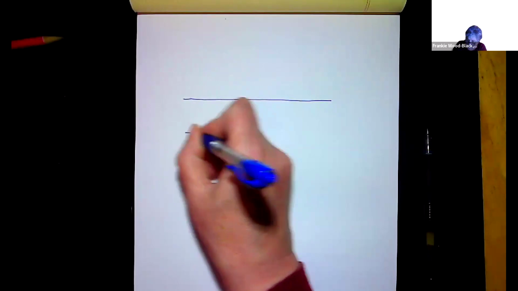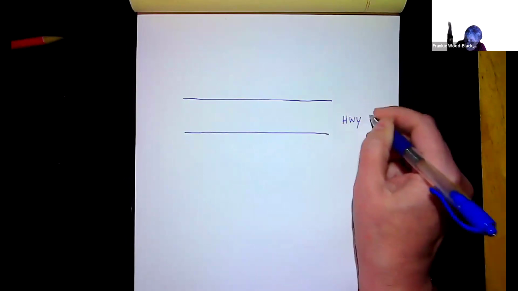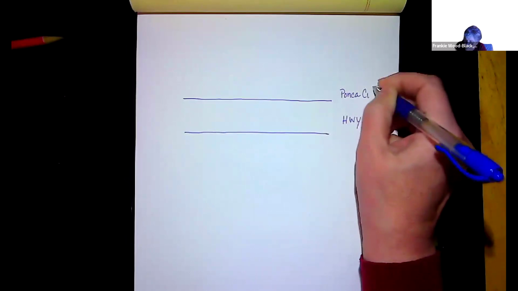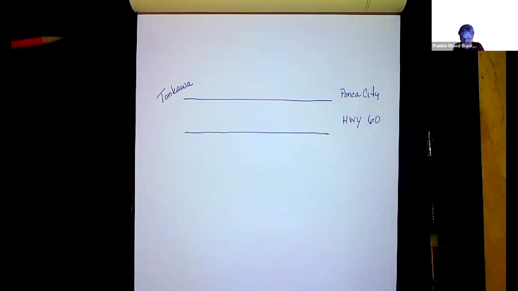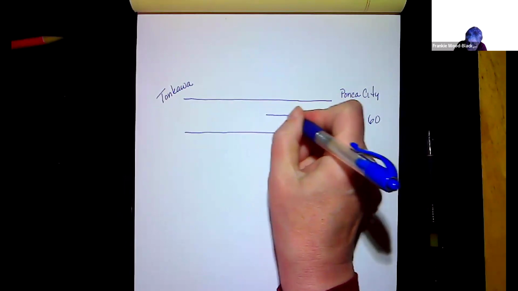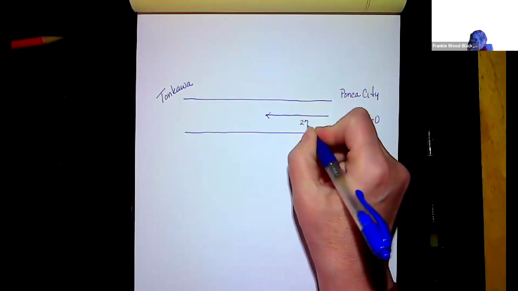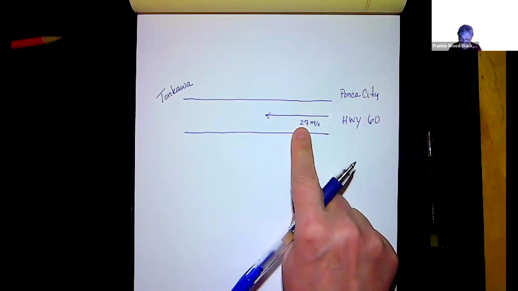Now, most of us have driven in the lovely state of Oklahoma, right? So I've got good old Highway 60 here, and we're going to drive from Ponca City to Tonkawa. And that stretch of road is pretty much in one direction. So we're actually going to be moving at 27 meters per second down the road. Okay. This is a velocity vector.